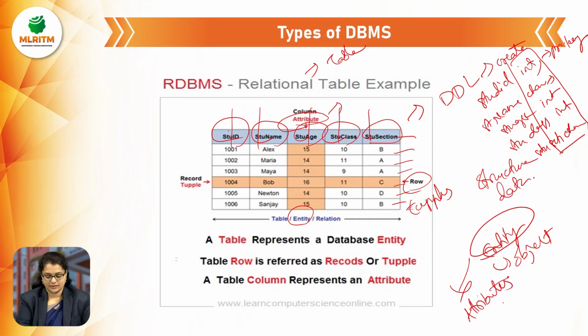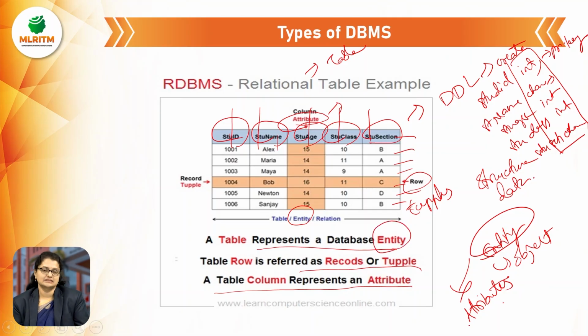These attributes we represent in terms of columns. Here, the table represents the database entity. The table rows are referred to as records or tuples, and the table columns are represented as attributes. So we are storing this particular entity's details in terms of a table.